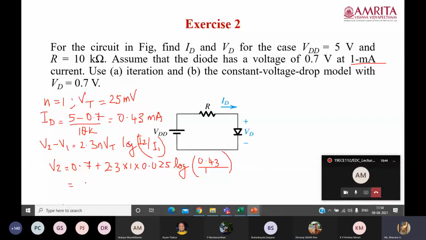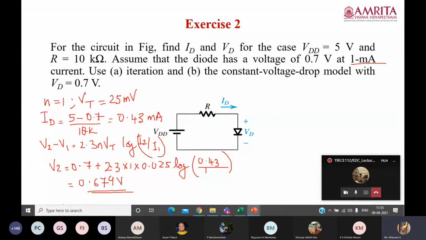Now tell me what is V2. Calculate and give me the correct value of V2. No need to approximate. Give me the correct value. 0.679, ma'am. Right answer. 0.679 volts. So the first iteration results we got are 0.43 milliamperes and 0.679 volts.